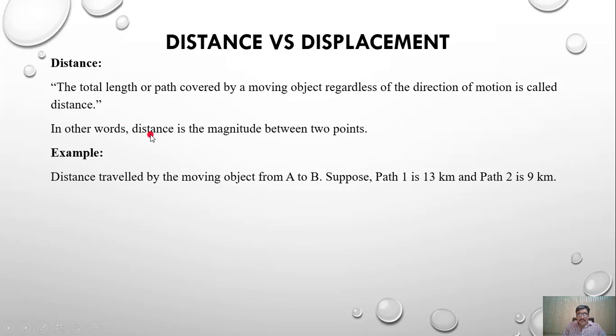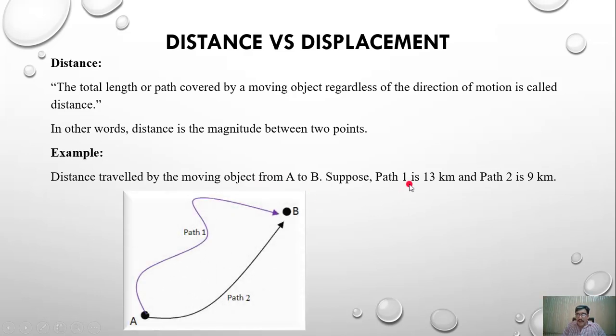In other words, distance is the magnitude between 2 points. For example, the distance traveled by the moving object from A to B. From A to B, path 1 is 13 kilometer and path 2 is 9 kilometer. Here is point A, here is point B, and the object is moving and going to cover some distance.